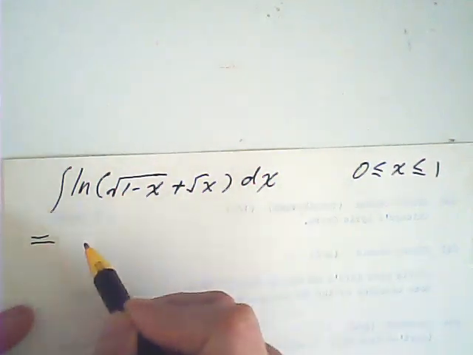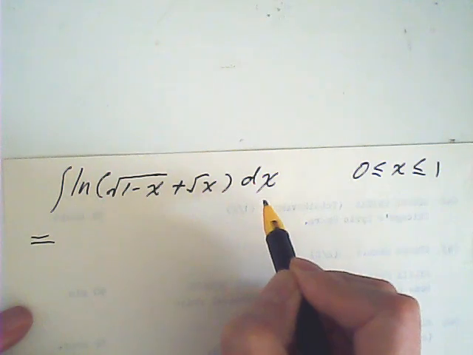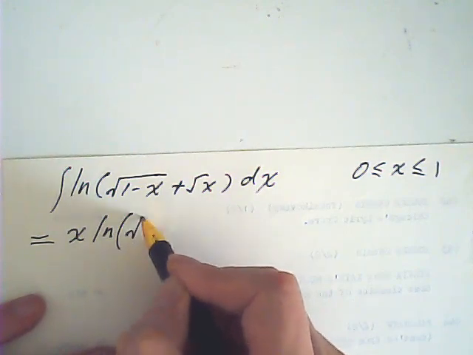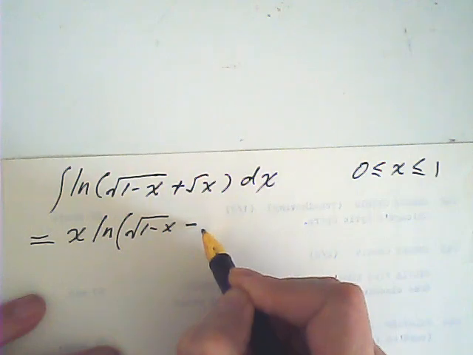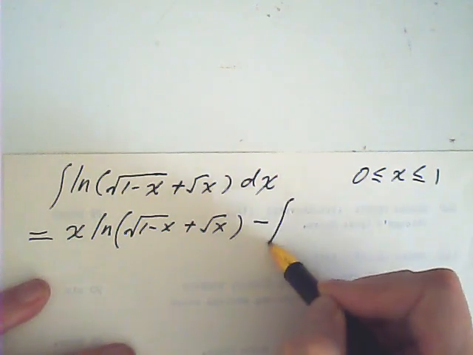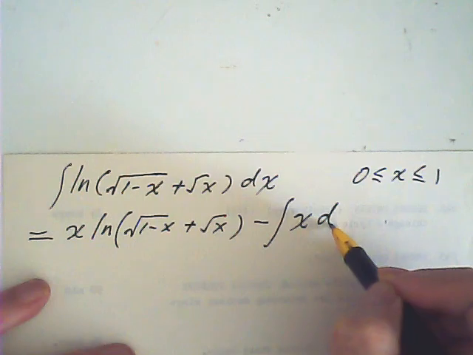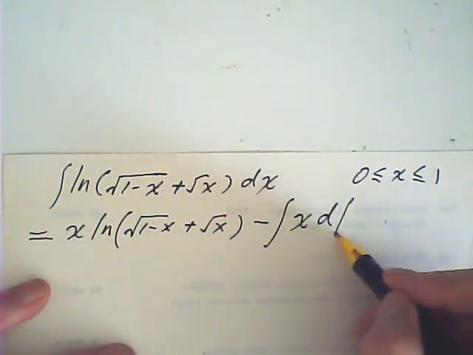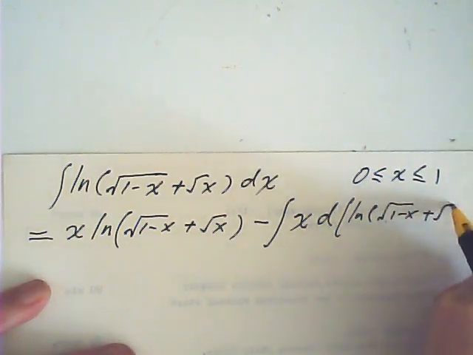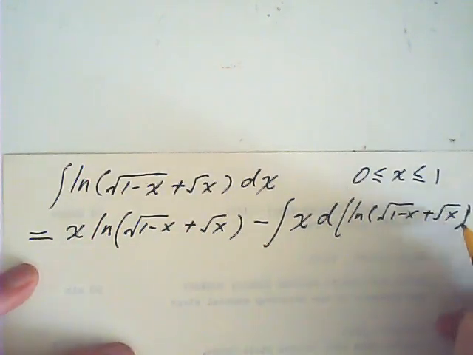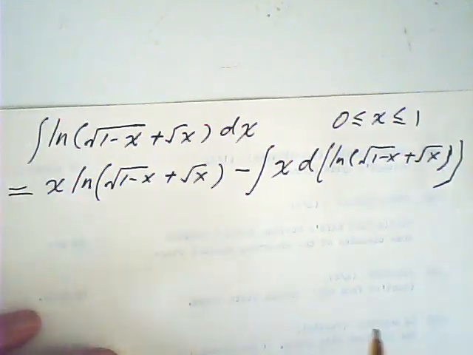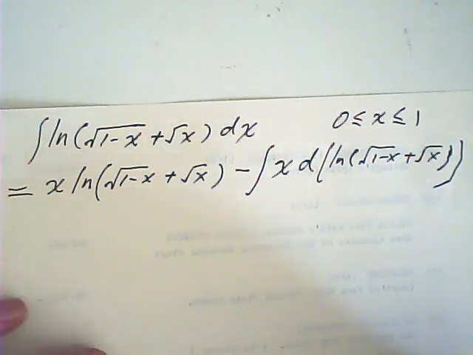So this will be equal to uv, u times v, right? This one times the natural log of 1 minus x plus root x, minus the integral of v du, right? This is the natural log of 1 plus root x plus root x. Okay, good. I have to write very carefully because it's very easy to make mistakes.